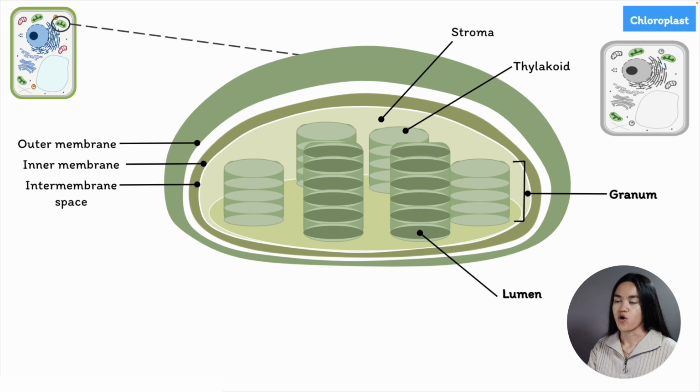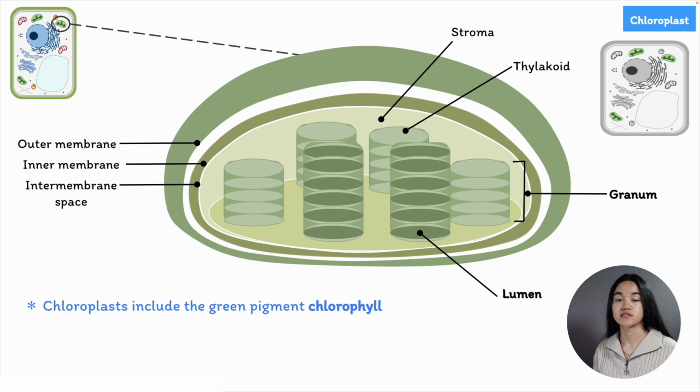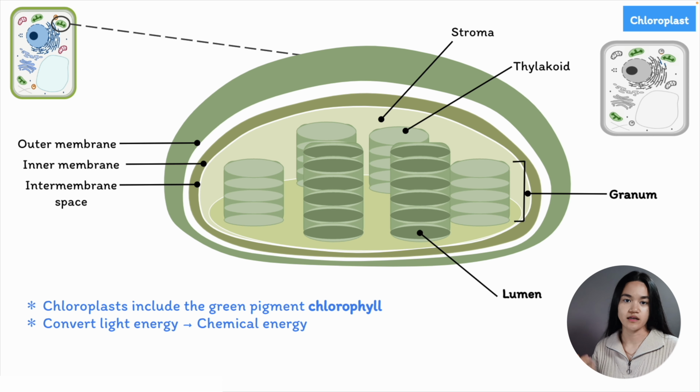The membrane of each thylakoid contains green-colored pigments called chlorophylls that absorb light. This is the green pigment that gives leaves their color, and the light energy absorbed is what drives the synthesis of organic molecules.